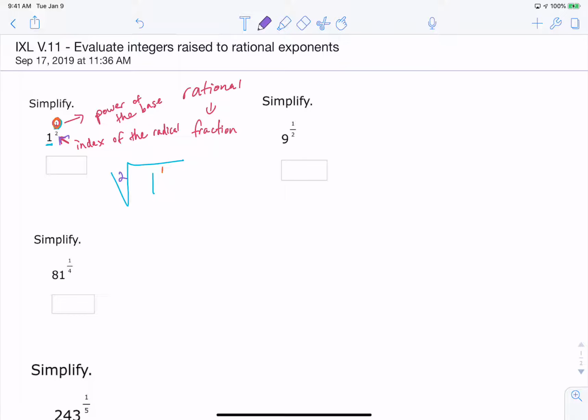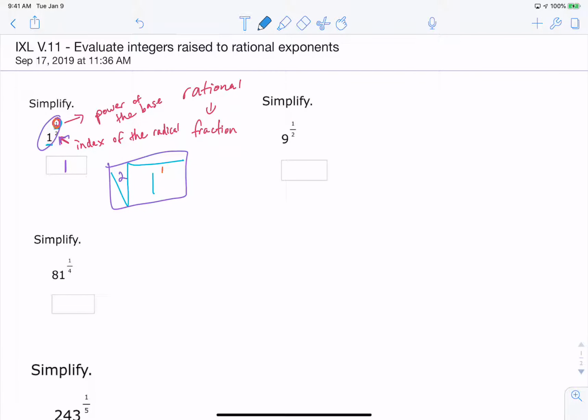So what we're seeing here is what's the square root of 1 to the first power? So just what's the square root of 1? Well, the square root of 1 is 1 because 1 times 1 is 1. So 1 to the 1/2 is the same thing as saying the square root of 1, which is equivalent to 1. So that's how you would answer that one.